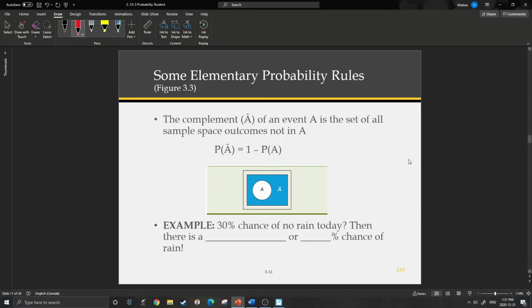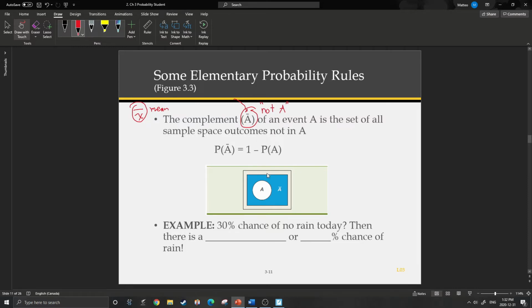So prepare yourself for diagrams. The complement, not A, of an event A is the set of all sample space outcomes not in A. So I said a bunch of words there. Let's talk about it. This is pronounced not A. What's the giveaway? Do you see this little bar on top? So if it's an average, like X bar, then we know that this is the mean, right? But in probability, when we put a line or a bar on top of a letter, it means not A. Okay, so you have an event A, and then you have event not A.